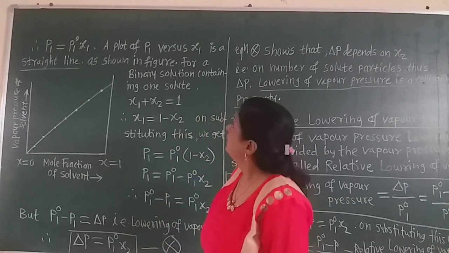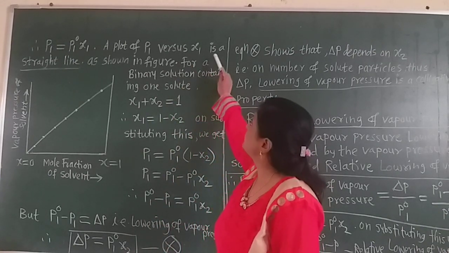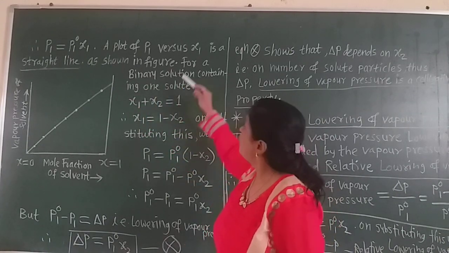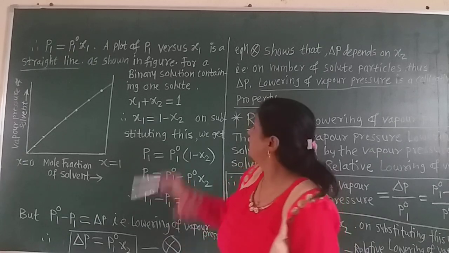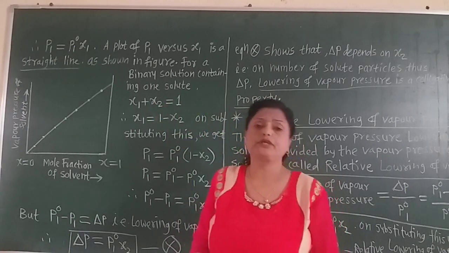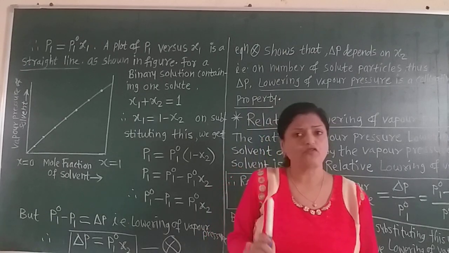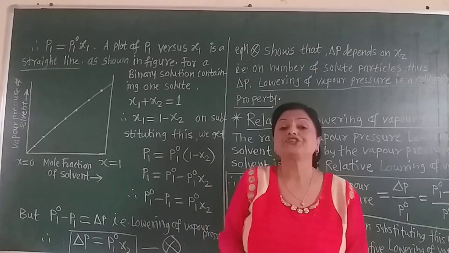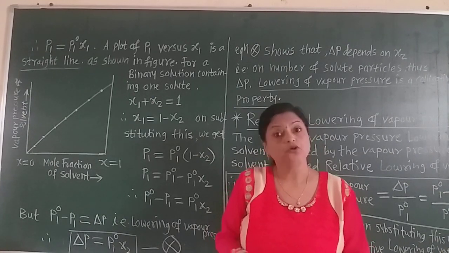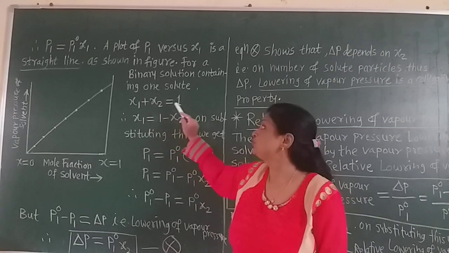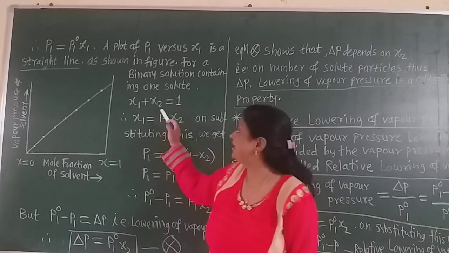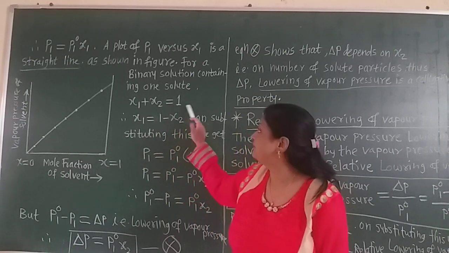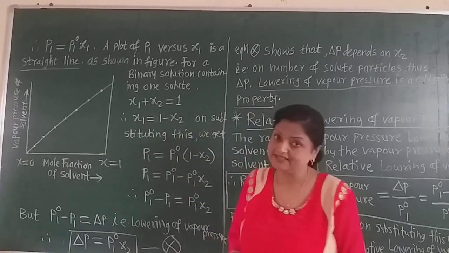When a plot of P1 versus X1 is plotted, it is a straight line as shown in the figure. For a binary solution containing one solute, binary solution meaning there is one solute and a solvent only, the summation of the mole fractions is always unity. We know that X1 plus X2 is equal to 1. Suppose we have to calculate X1, then X2 goes to the other side, so X1 is equal to 1 minus X2.